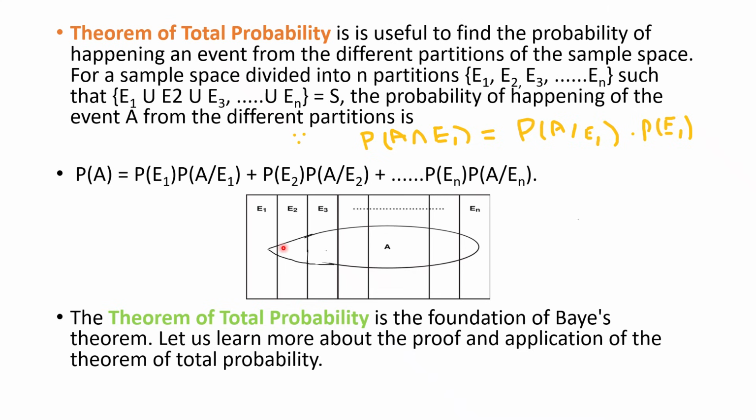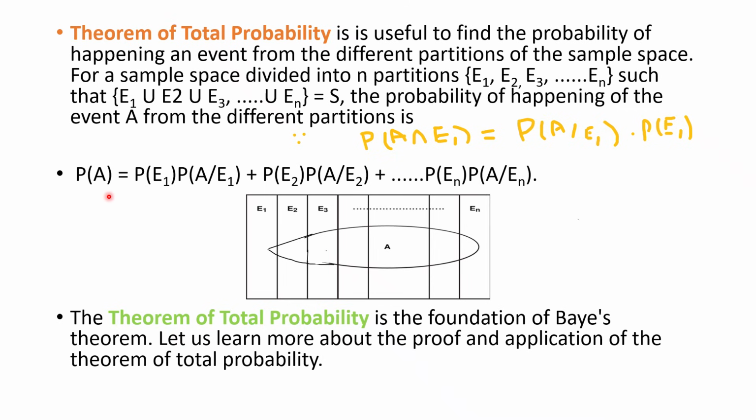So can you understand that A intersection E1, from this portion, what you will get? This triangular portion. If you do E2 intersection A, then this area you will get. If you do E3 intersection A, you will get this. And so on, E4 and suppose here En, this portion. So all the intersection portions when added together, you will get the probability of A. Yes or no? This is the theorem of total probability.